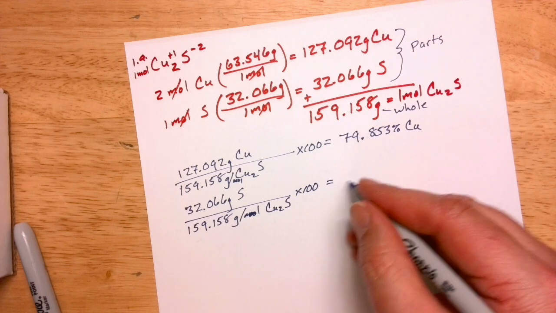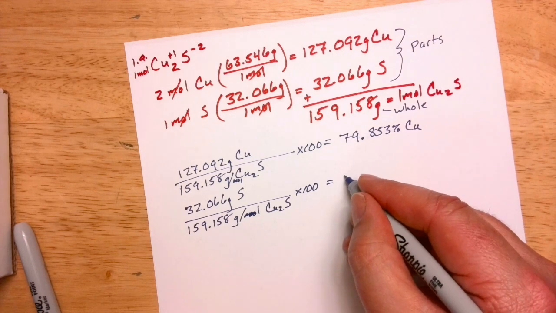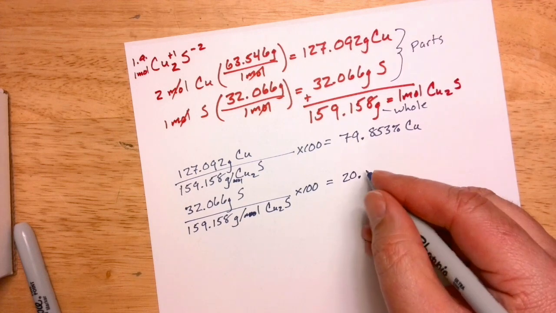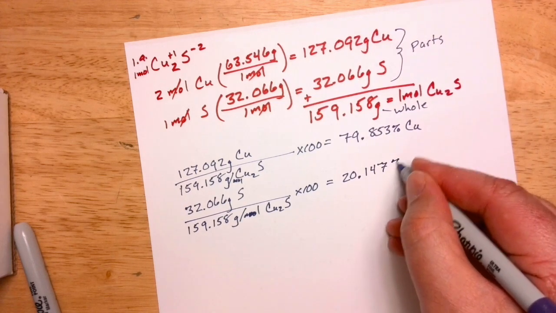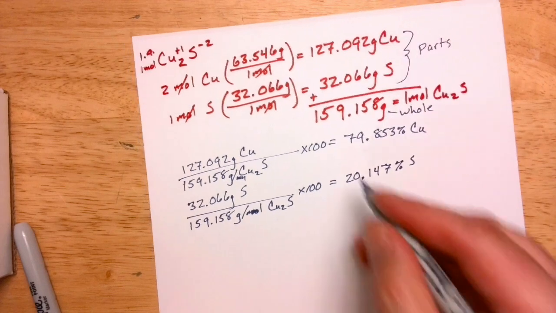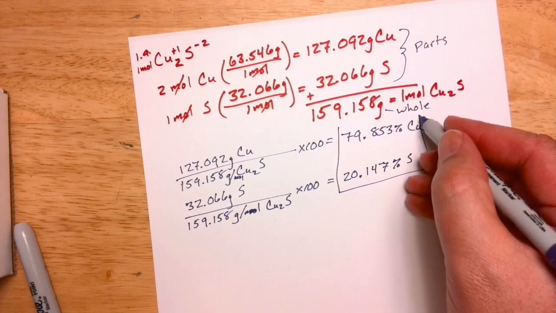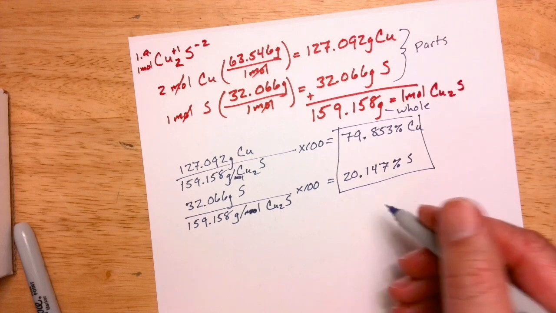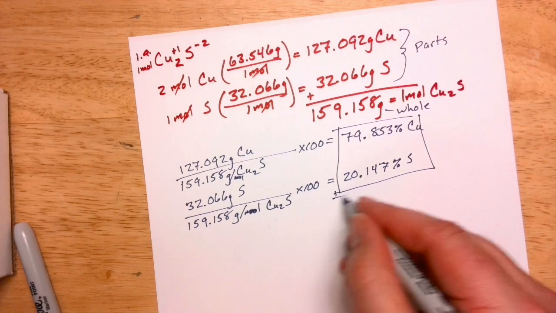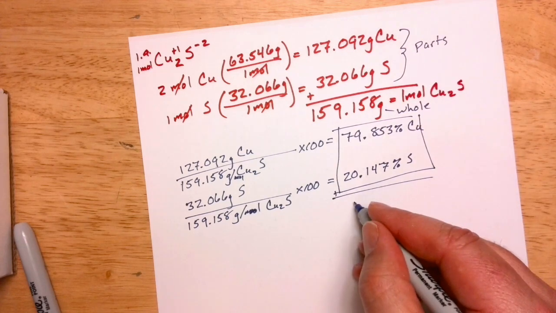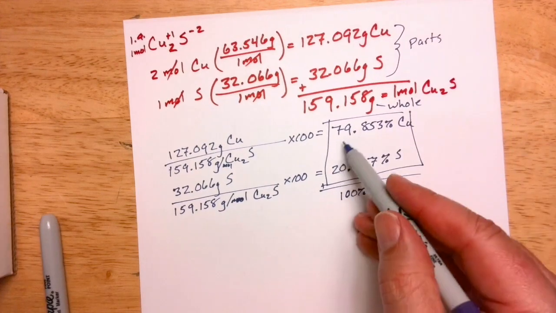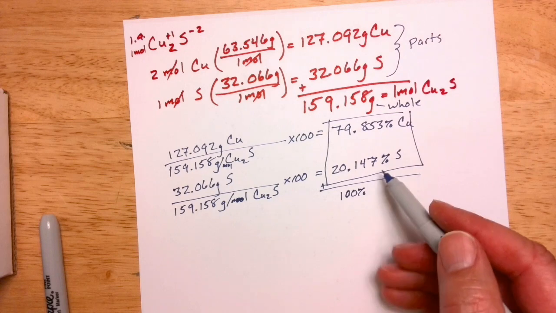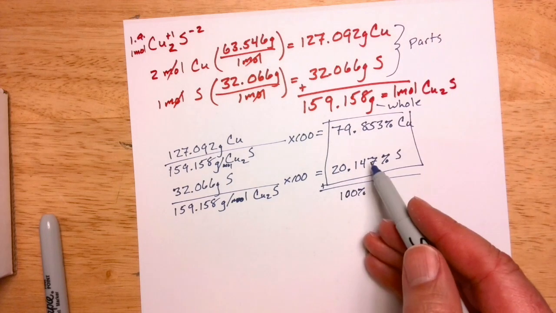And when you work it out, it comes out to be 20.147 percent sulfur. So these are your 2 answers here. Now to check, if you add these 2 together, in this situation, we end up getting 100%. Now whatever you do, do not find this one and just subtract it from 100 to get your answer down here.